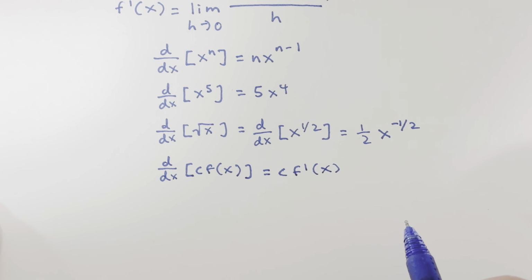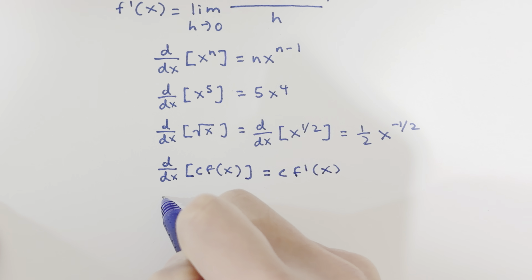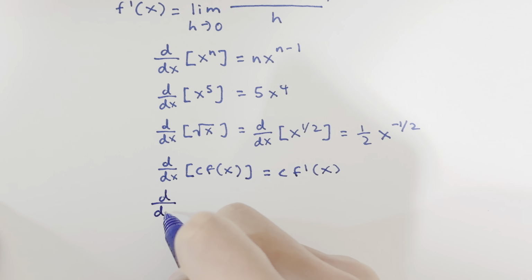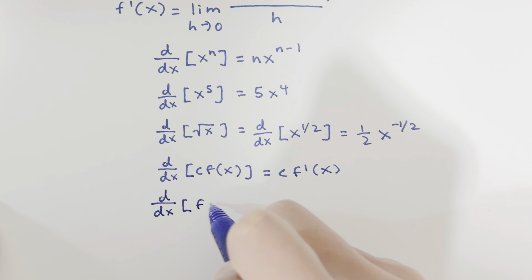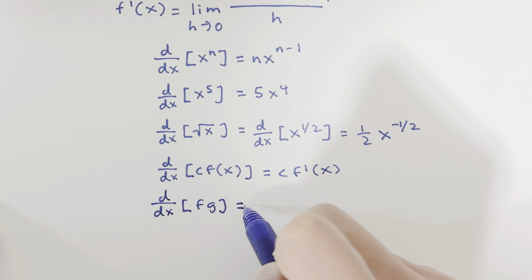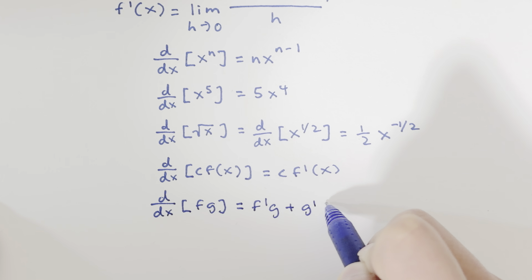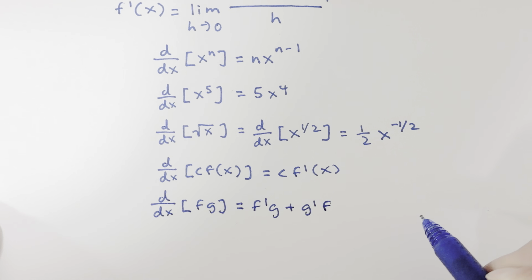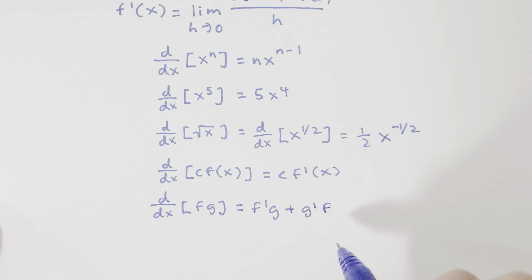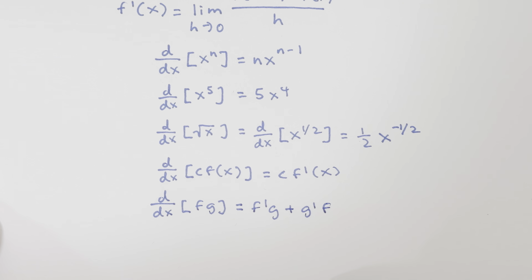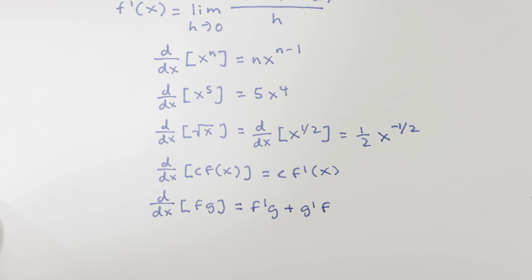First, we have the product rule, which states that the derivative of the product of two functions, so f times g, is equal to f prime times g plus g prime times f. So it is first d second plus second d first.